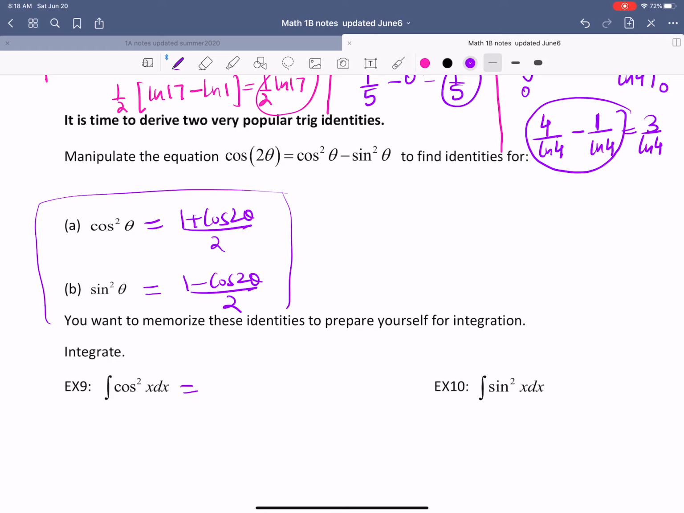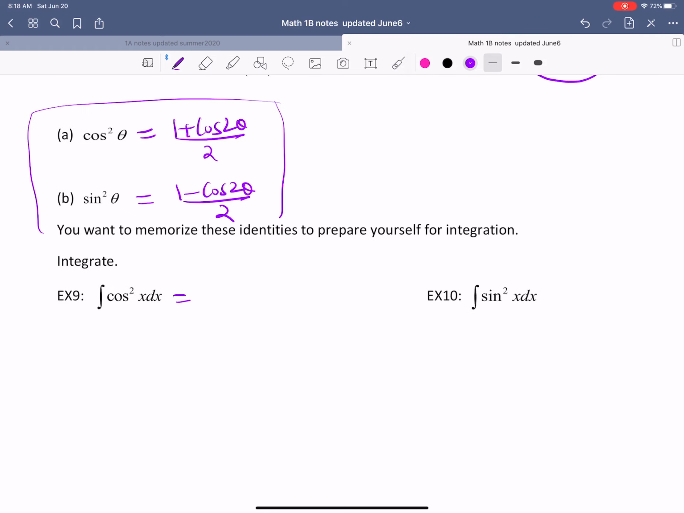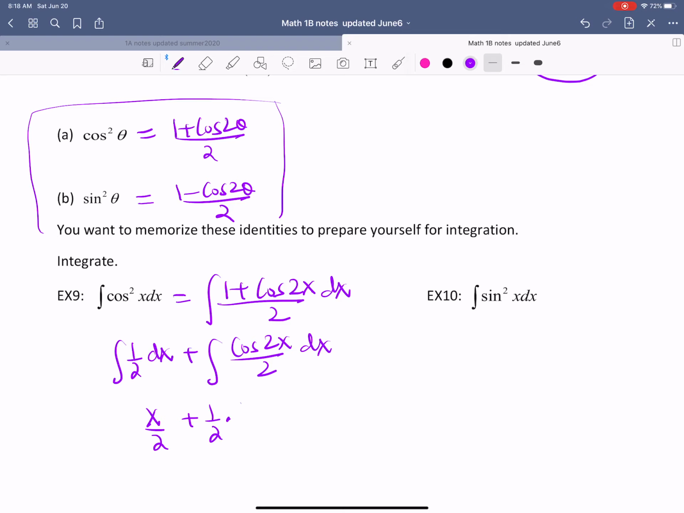Okay. Now I'm going to evaluate the integral of cosine squared x. I'm going to change it to 1 plus cosine 2x divided by 2 dx. We can integrate the pieces. 1/2 dx, integral is just x over 2, and integral of cosine 2x is sine 2x, but I must divide by 2. Add a c, it is an indefinite integral.